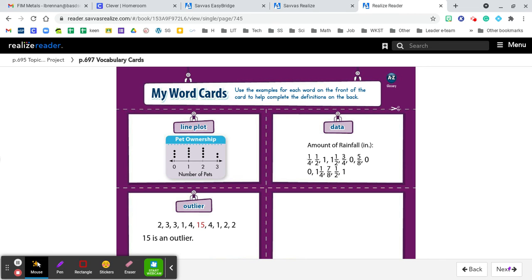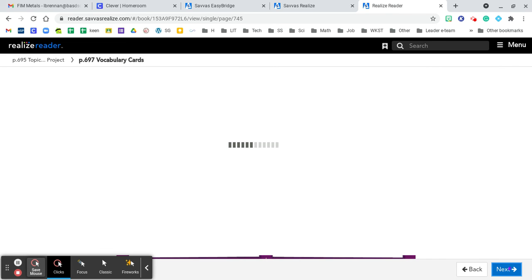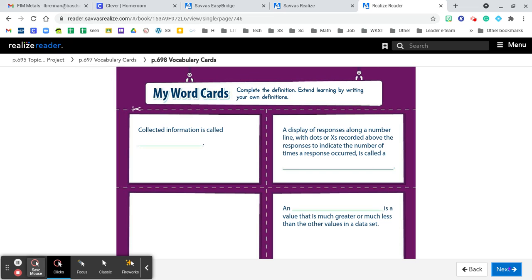Outlier is a number that is way outside of all the other information. So that is our vocabulary. That's our vocabulary review for topic 12.